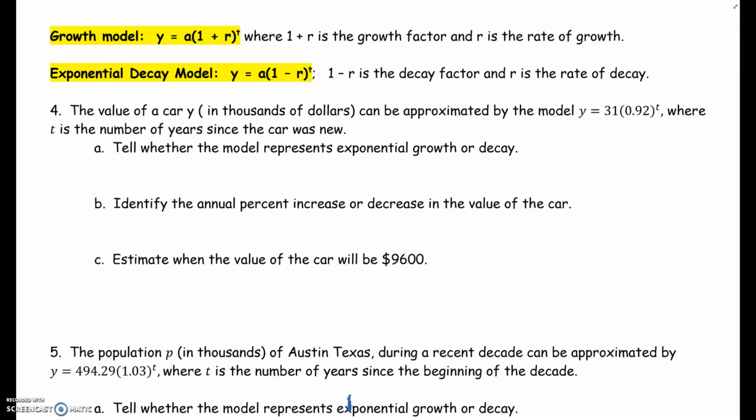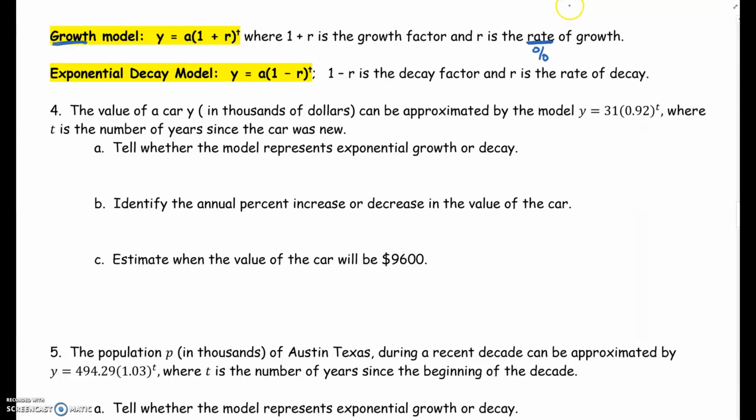Today we're talking about growth and decay models, like the actual formulas and looking at some problem solving and some word problems. The growth model, note growth, is y equals a times (1 plus r) raised to the t. 1 plus r, everything inside the parentheses, is the growth factor, and r is the rate of growth. The rate of growth is a percentage.